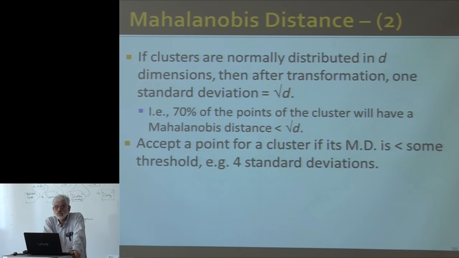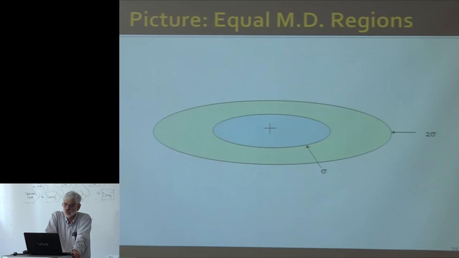Turns out that if the clusters are normally distributed, and they are assumed to be, that's part of the assumption of the algorithm, then one standard deviation of Mahalanobis distance will be square root of d, the number of dimensions, which I guess was k on the previous slide. Okay, so you might say, well, I'm going to put a point into the nearest cluster as long as its Mahalanobis distance isn't more than 4 square roots of the number of dimensions, 4 standard deviations.